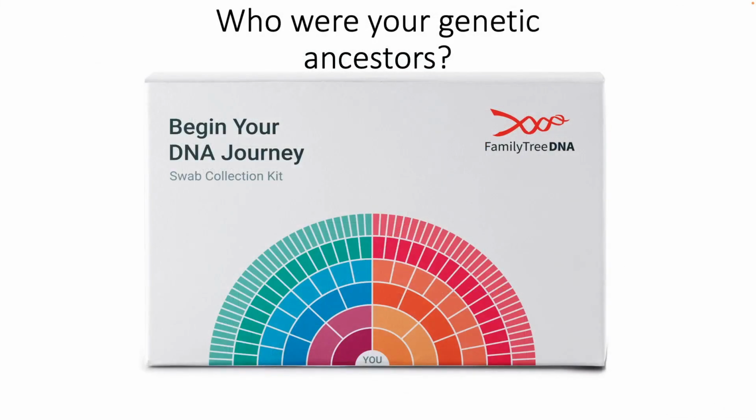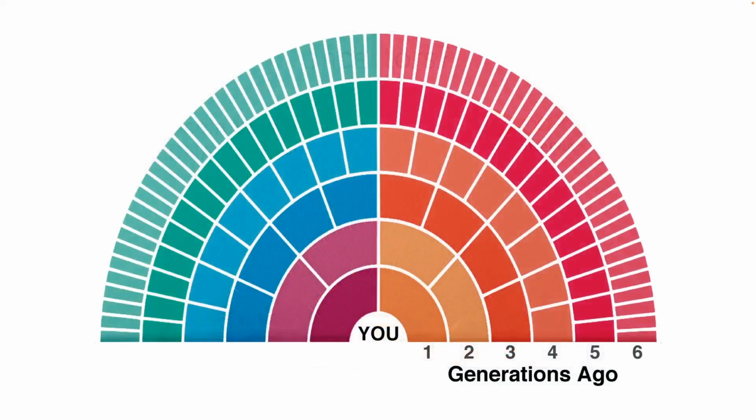Okay, to illustrate this another way, let's look at this chart that comes on our company's DNA swabbing kit. It's a genealogy of sorts. It's kind of shaped like an onion, and you are shown there at the center with your 2 parents as the first layer, your 4 grandparents as the second layer, all the way back to 6 generations ago.